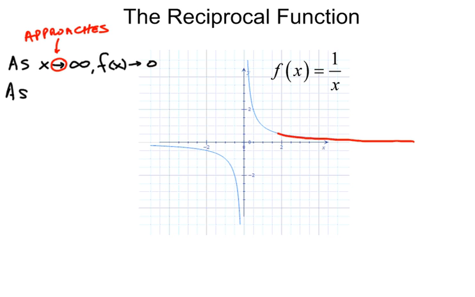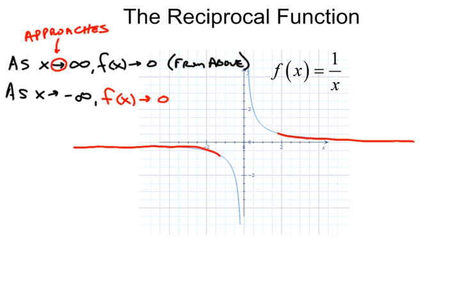Now, on the other hand, as x approaches negative infinity, so as x goes to the left further and further, again, you notice that we're approaching 0. Okay? Now, in one case, as x approaches infinity, f of x approaches 0 from above. And in the other case, as x approaches negative infinity, f of x again is approaching 0, but now it's from below, which will make a little bit of a difference as you look at the behavior of that graph.